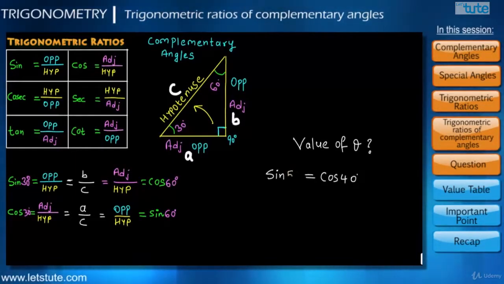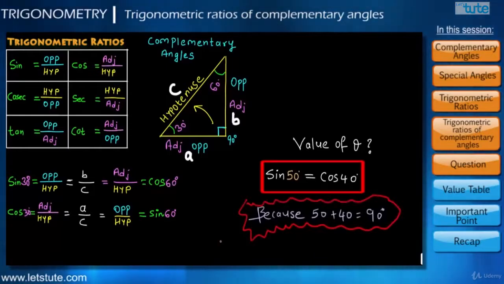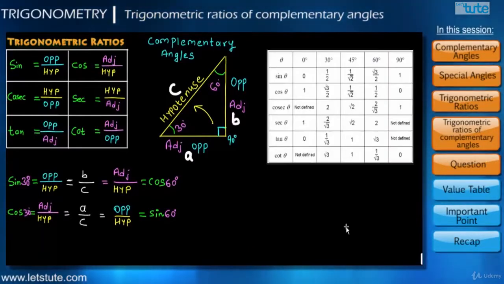It is 50, because 50 plus 40 will give us 90, and therefore sin 50 will be equal to cos 40. And we know that, as mentioned in our previous session, we have predefined values for these specific angles 0, 30, 45, 60 and 90, which we frequently use in trigonometry.